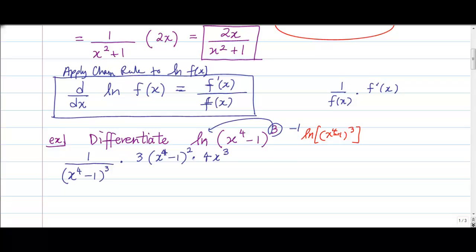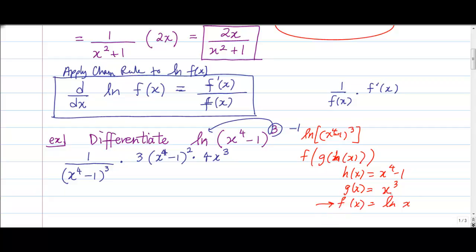Okay? So again, we have 3 pieces. I can write this as f of g of h of x, right? Your h of x is x to the fourth minus 1. Then your outer function g of x is something cubed. Then your outermost function f is ln of something. Okay? So you start off with the outermost function, take the derivative of this first. The derivative of ln something is 1 over that something, right?